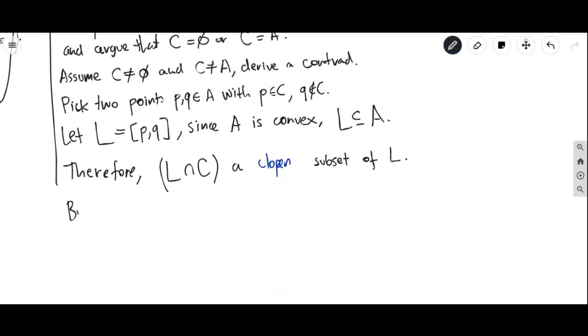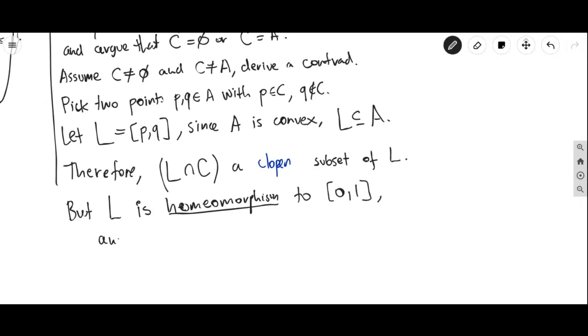But L is homeomorphic, so that means there's a homeomorphism. There's a continuous bijection with a continuous inverse. That's what we mean by homeomorphism. But L is homeomorphic to the interval from 0 to 1. And 0 to 1 is connected because we just proved that. So L is connected. Now, I guess this takes a minor proof, which I do not want to write here. I think that would make a good homework problem.